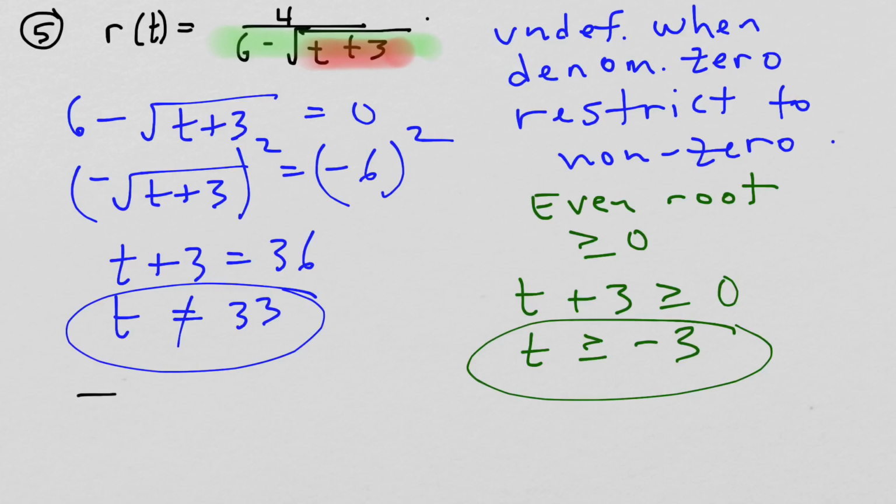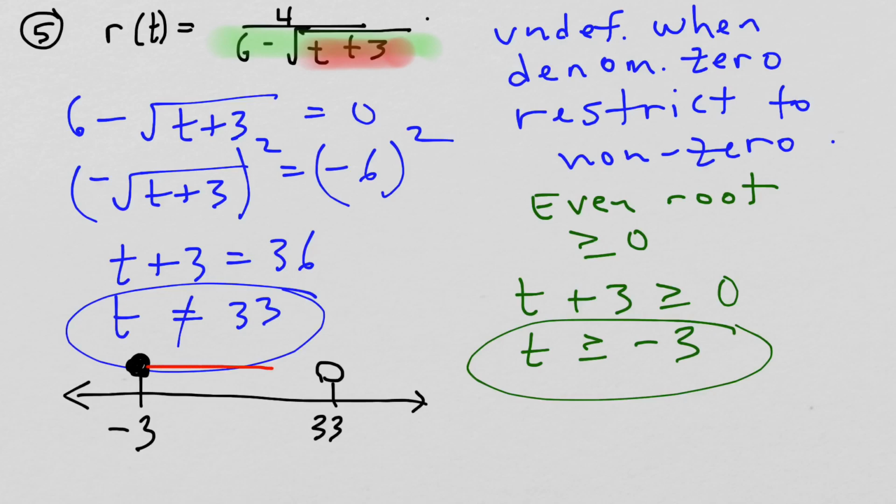So if I put that all on the number line, that'll help us to draw our intervals. Okay, so it can't be 33, so this is an empty circle. And it's got to be greater than or equal. Equal means filled in. Greater than or equal to negative 3. So this side of negative 3.